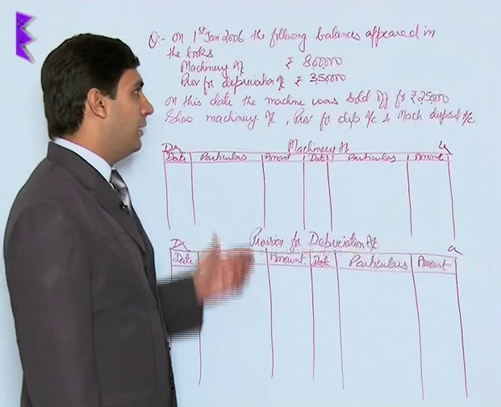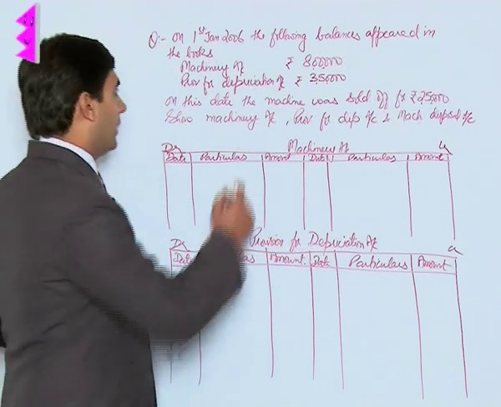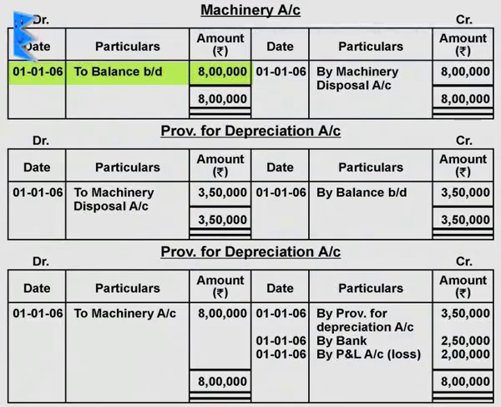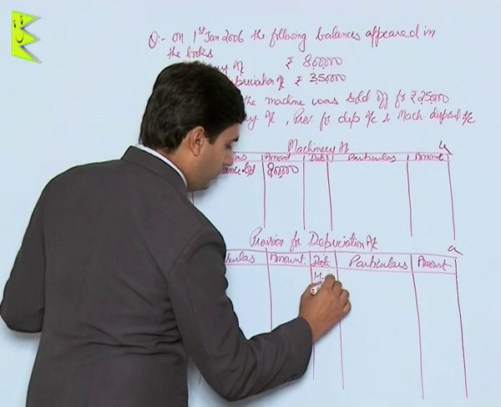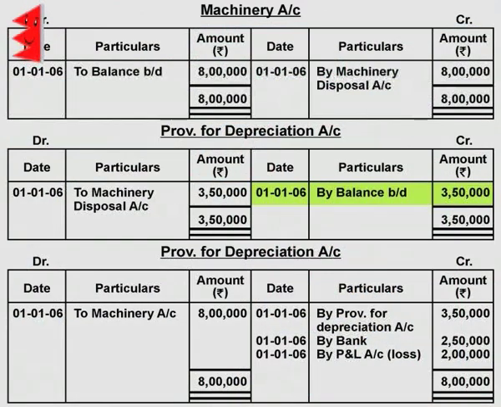So now students, let us bring down these two balances in these two accounts. These are opening balances. So on 1st January 2006, to balance brought down 8 lakh, and on 1st January 2006, by balance brought down 3 lakh 50,000.